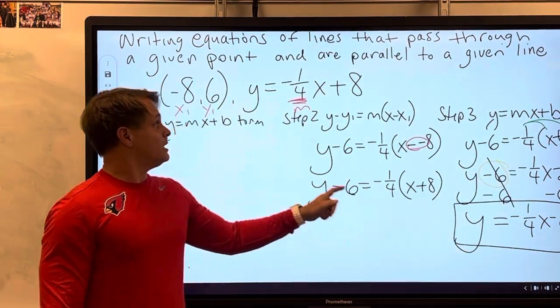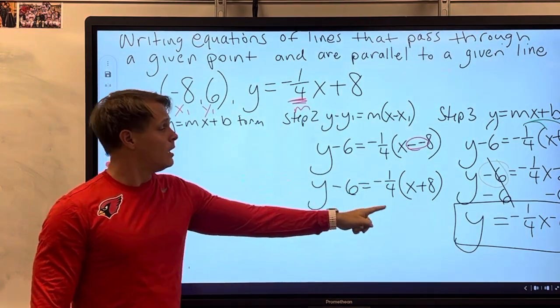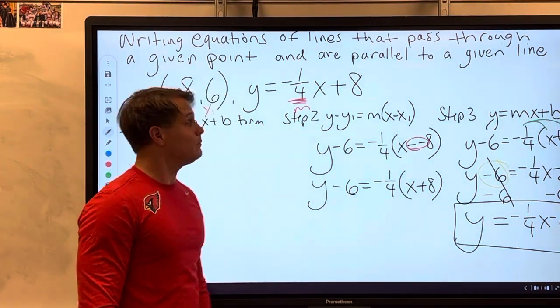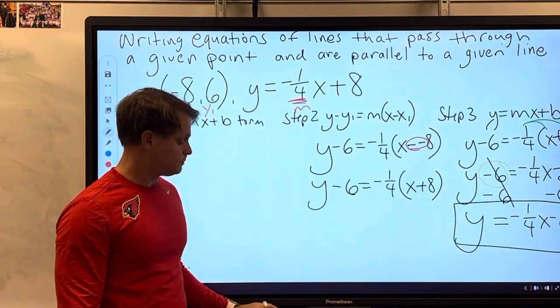That equation is parallel to this equation. Both those 2 lines are parallel. But that equation, or that line, also goes through the point (-8, 6).